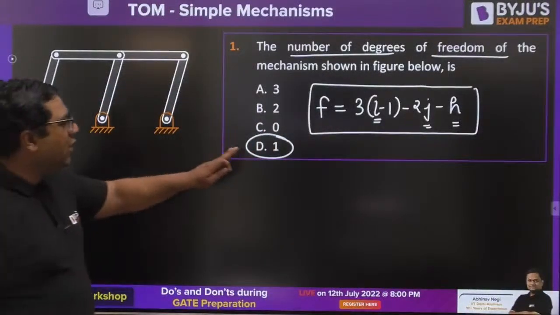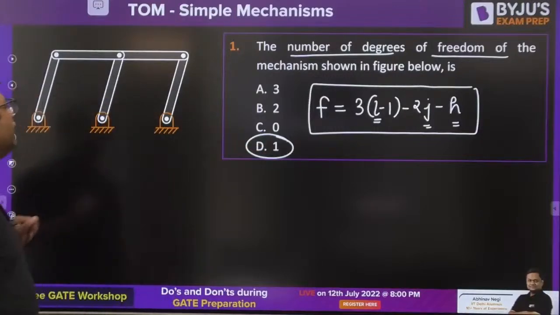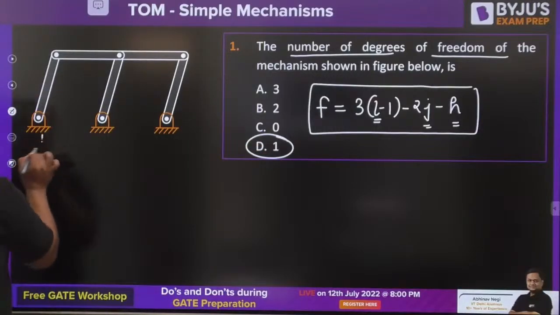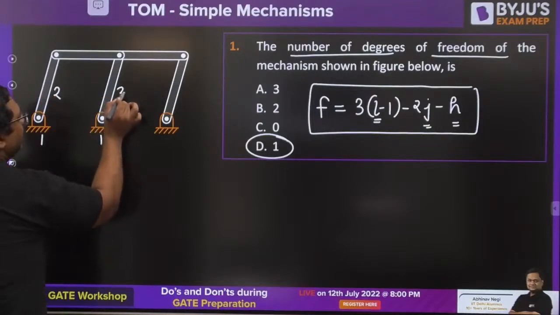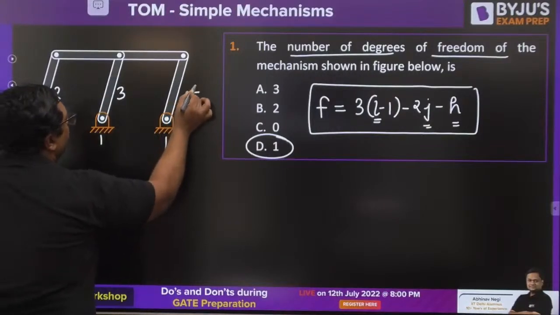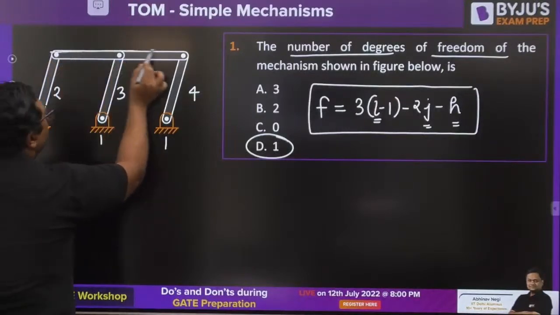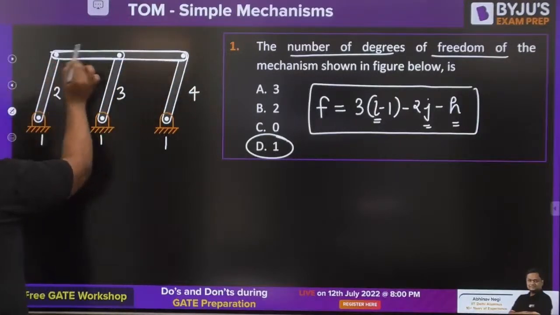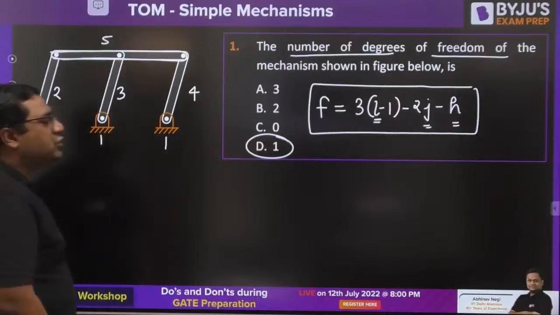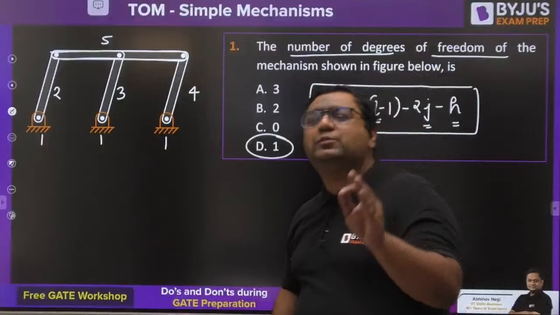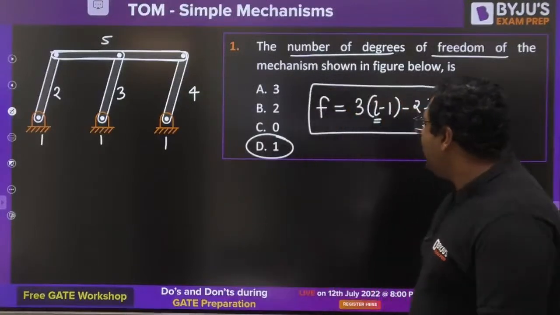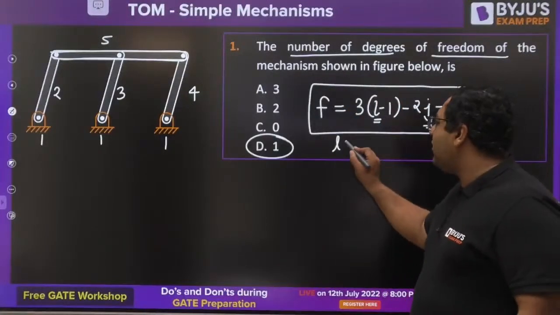When we are going to find out the degrees of freedom, first of all, you need to find out the number of links. So this is link number 1, this is link number 2, link number 3, link number 4. And this complete part is going to be one link, so this is link number 5. This is a double parallelogram linkage, also given the name of Kurzbach paradox. So if you see, the number of links are 5.